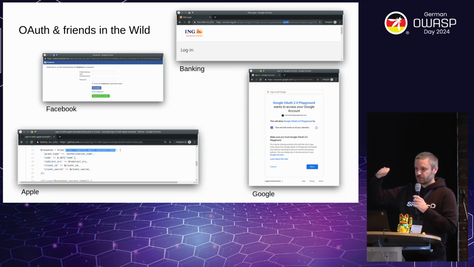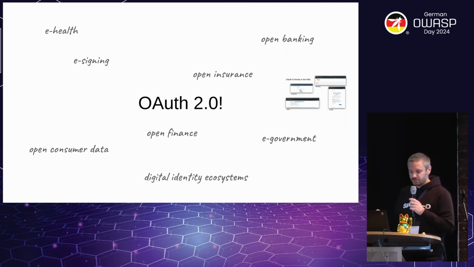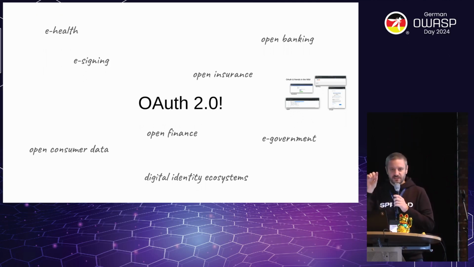Because most of the stuff where OAuth is used today is not visible. It's hidden in the backend. It's stuff that's happening and you don't even see OAuth. It's being used in stuff like eHealth, open banking, open finance, open consumer data, for example, in Australia, in digital identity ecosystems. It's everywhere. So it's really everywhere. And when you look at the standards in those areas, most of them use OAuth in one form or the other. And what you see is really a tiny part of where OAuth is used.